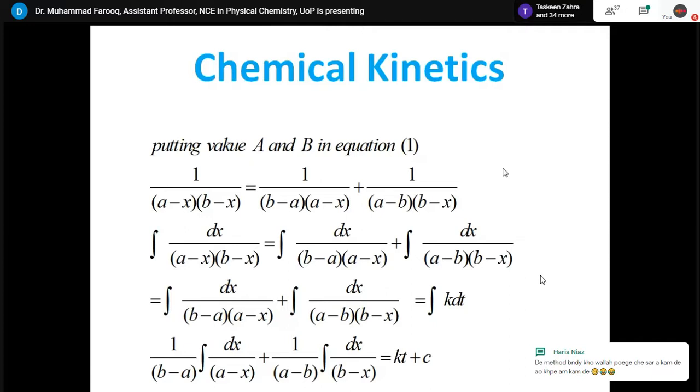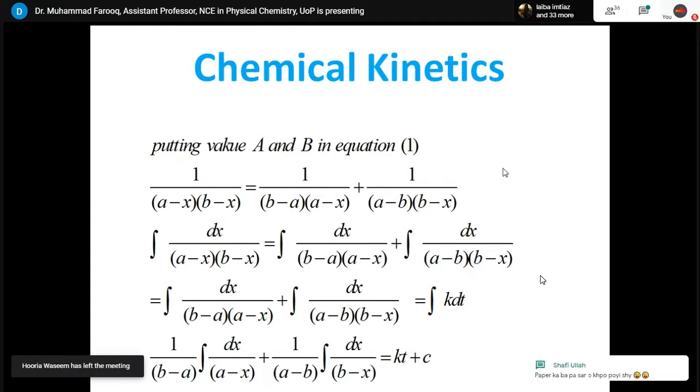Okay. Now taking integration on both the sides. If I take integration now, you can see no changes. Just I have put the sign of integration. When integration is there, dx will be there. When we put the sign of integration, dx will be automatically there. You can see integration dx over (a minus x)(b minus x) is equal to dx divided by (b minus a) minus x plus dx divided by (a minus b) minus x. This clear or not?